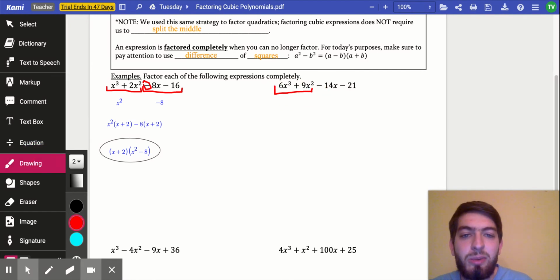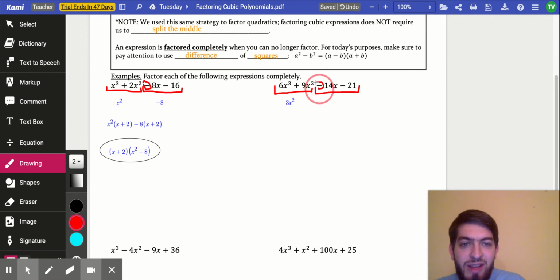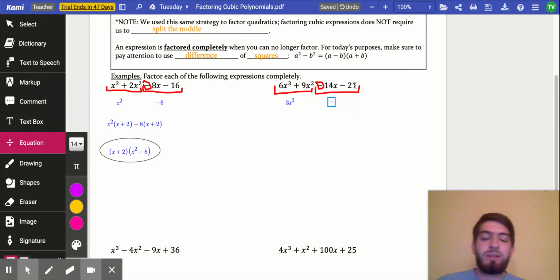In our next example, same thing, right? We're going to look at the first two terms separate from the next two terms. Between 6 and 9, I have a common factor of 3. And I'm always going to be able to factor out an x squared here because the lowest exponent is 2. I'm going to make sure I factor out this negative sign. So negative, right, 14 and 21, these have 7 in common, and there are no x's in common because there are no x's on the 21.